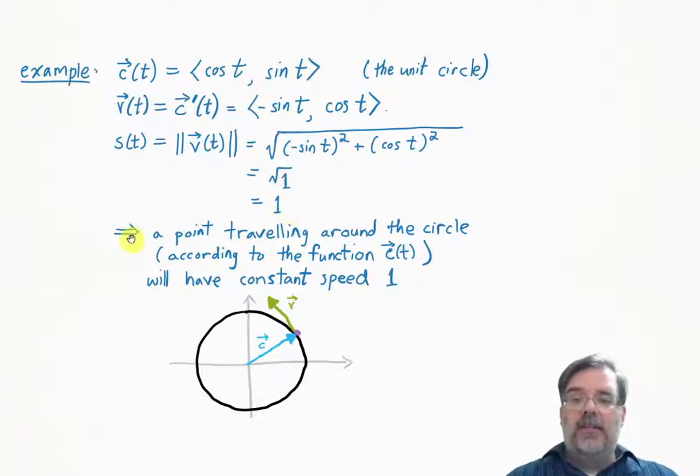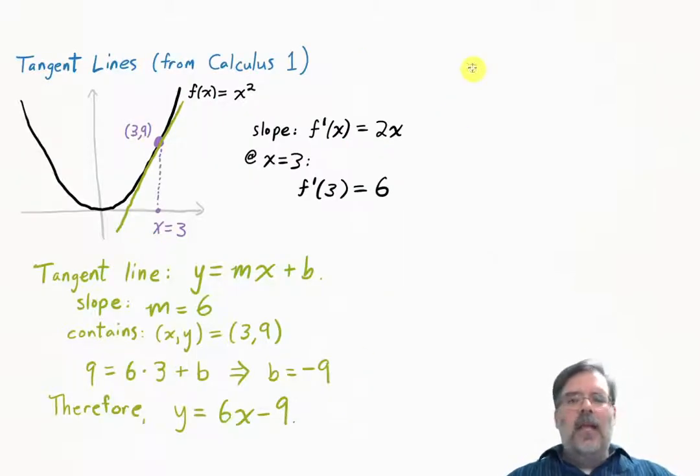What does this tell us? Well, it says that if there's a point traveling along the unit circle, according to this function c of t, that function actually has a constant speed. And the constant speed will be 1 unit per second. And yeah, it's kind of an interesting fact. Now let's move on to some geometric ways of interpreting derivatives.